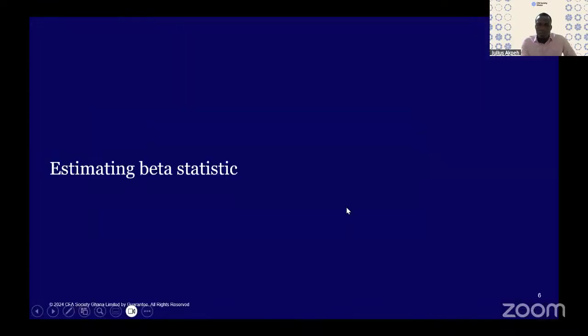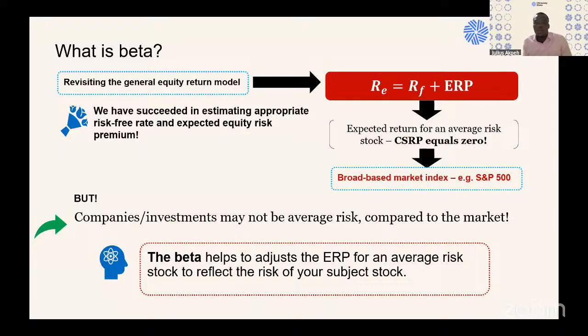So we have done that now. Let's move forward to estimating beta statistics. Now, what is beta here? If you look at the general equity return model, which we looked at earlier, the cost of equity is equal to the risk-free rate plus an equity risk premium. We talked about this yesterday. Now, we have succeeded in estimating the appropriate risk-free rate and the expected equity risk premium. We have done that. Congratulations to us.